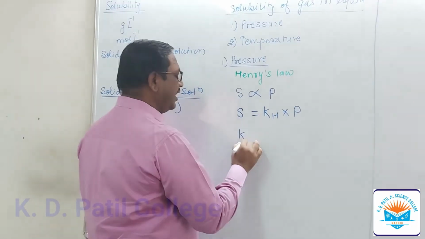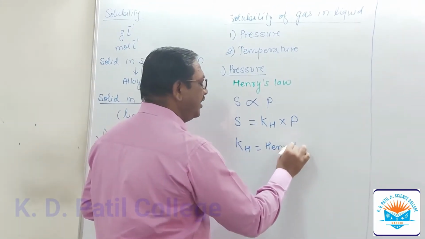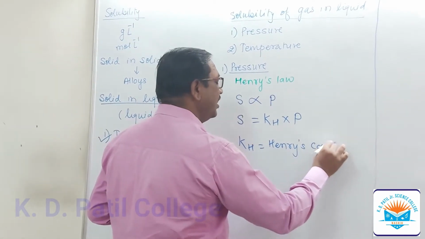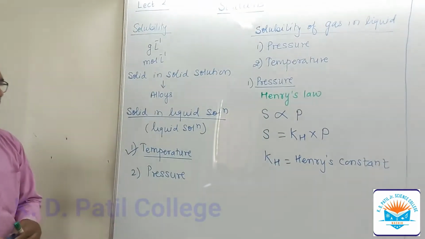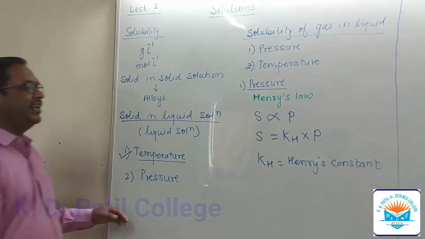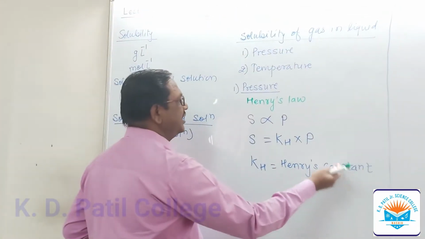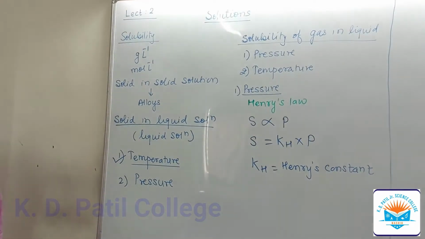Okay, where Kh is known as the Henry's constant. Now, what about Henry's constant? From liquid to liquid or gas to gas, Henry's constant goes on changing here. Therefore, in short, what is the conclusion of Henry's law?